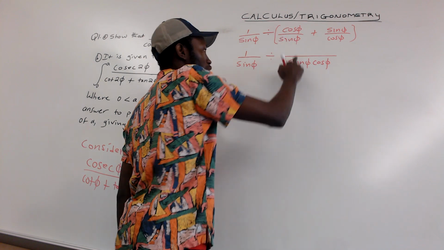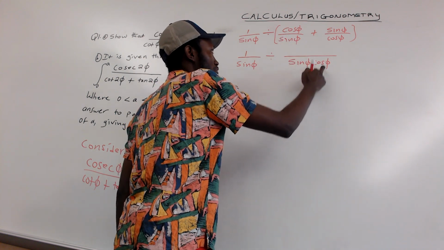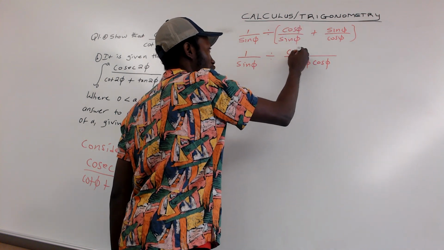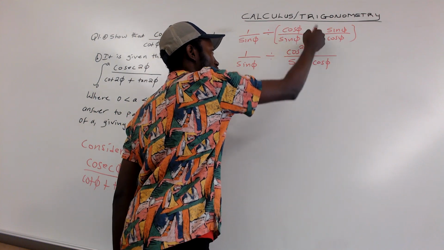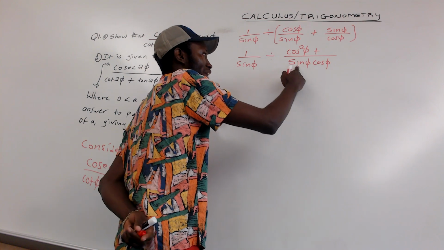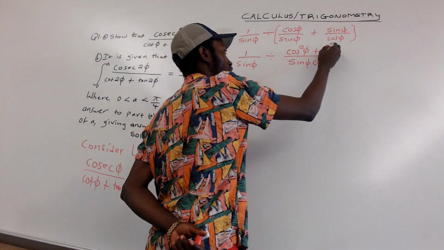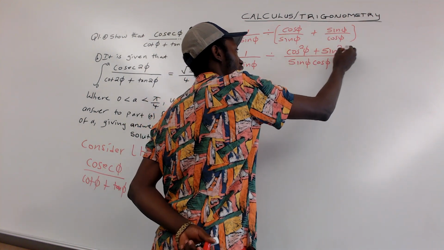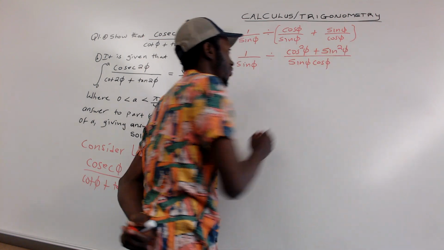So sin phi will cancel sin phi, it means cos phi. Cos phi times cos phi is going to give us cos square phi. We write the plus sign given, and cos phi into cos phi is 1, and we have sin phi. Sin phi times sin phi is going to give us sin square phi. This is how we have this value.